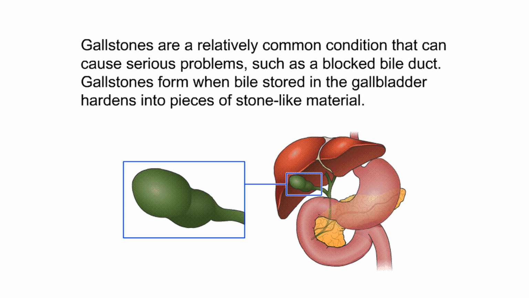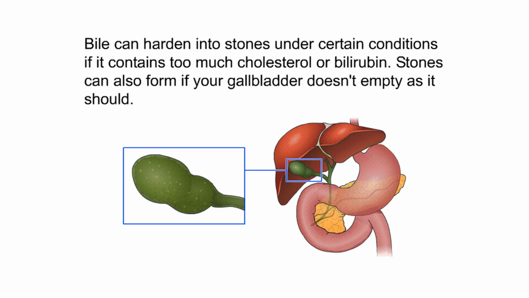Gallstones. Gallstones are a relatively common condition that can cause serious problems, such as a blocked bile duct. Gallstones form when bile stored in the gallbladder hardens into pieces of stone-like material. Bile can harden into stones under certain conditions if it contains too much cholesterol or bilirubin. Stones can also form if your gallbladder doesn't empty as it should.